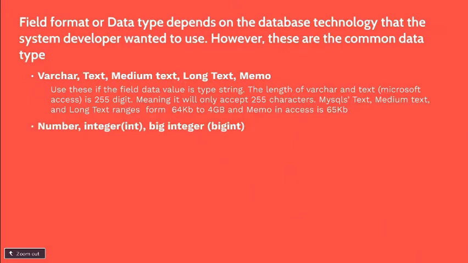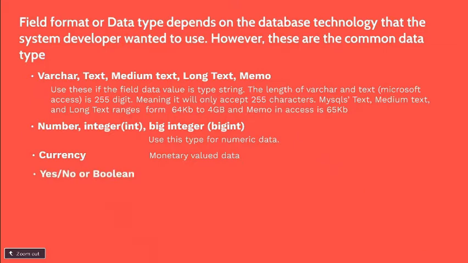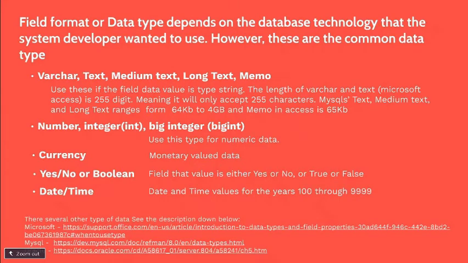Next is for numeric use: number, integer, and big integer. Currency is for monetary value, yes or no, or Boolean. This field value is either yes or no, or true or false. And then date time. If you want to see other types of data, you can visit these links for Microsoft, MySQL, and for Oracle.